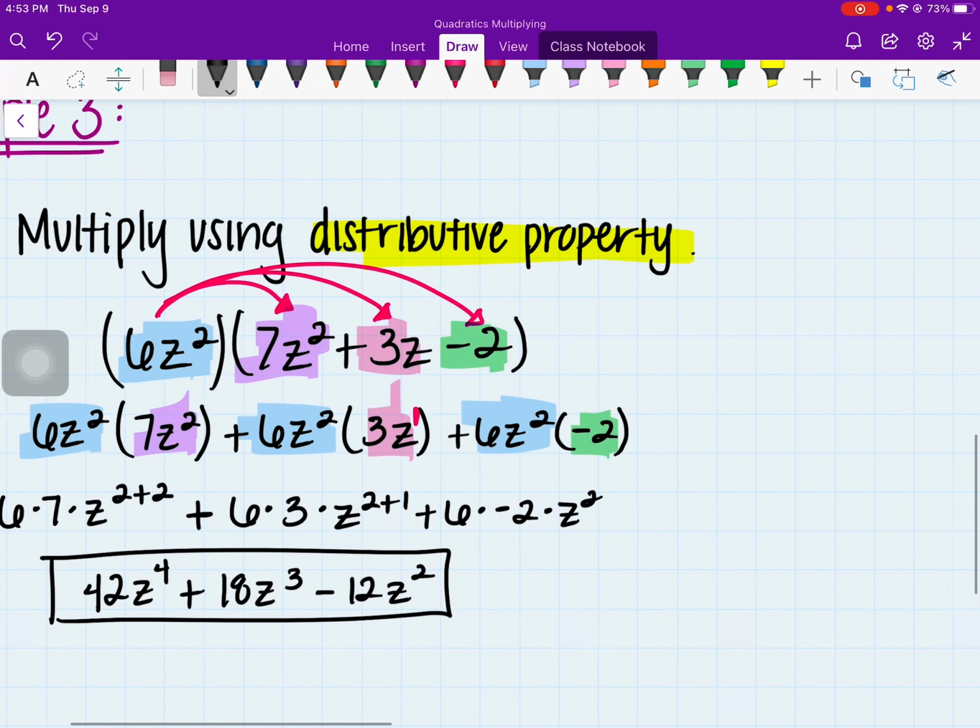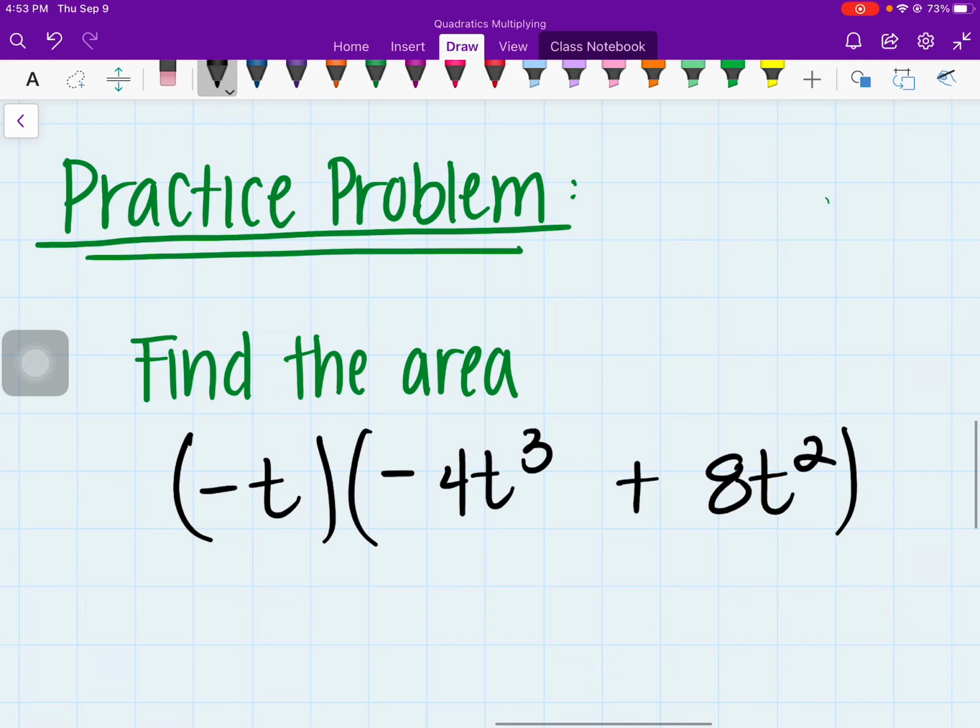Alright, now we do have one more, guys, and I want you guys to actually work on this one here. I want you to find the product in this case. Just find the product of this here.